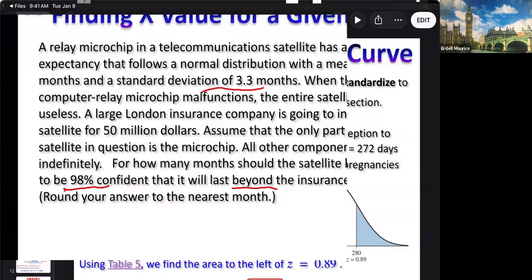Because think about it. If I said I'm going to allow you to use this satellite for 500 months, there's no probability that they could really have a small 10% chance. The shorter the number of months, the higher the probability is going to be that they don't have to pay.